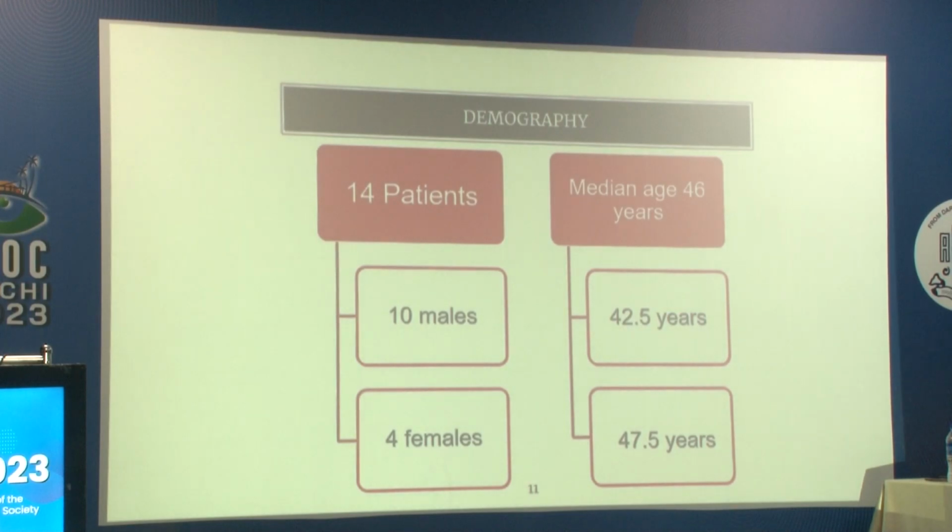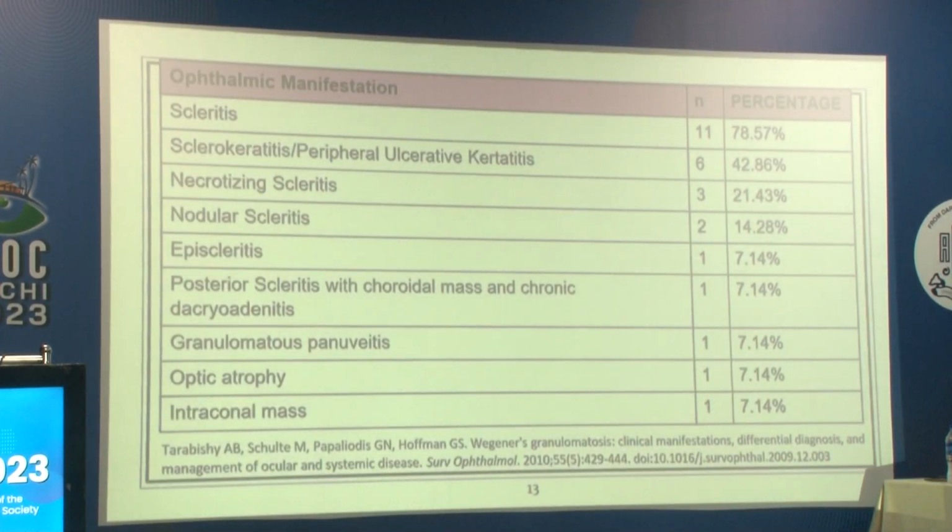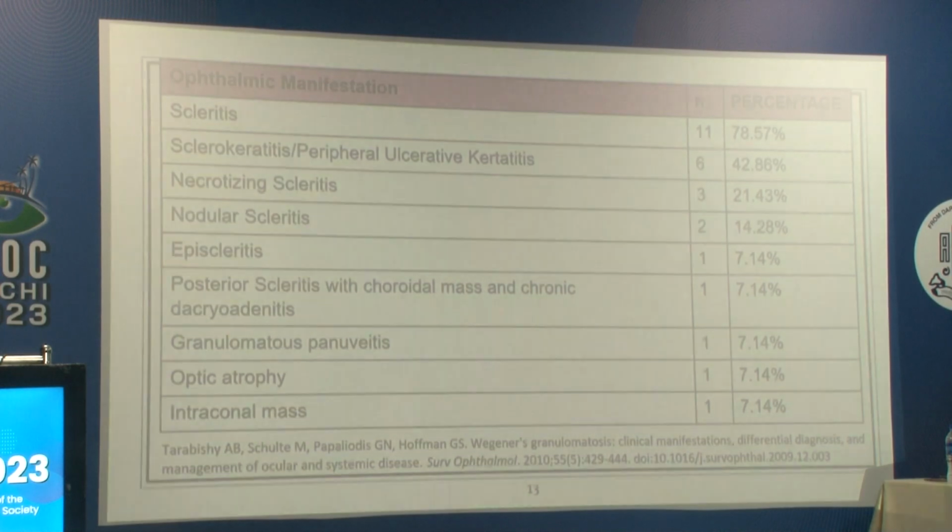Out of 14 patients, there was a male preponderance, and the median age of presentation was 46 years. The most common ocular complaint with which the patient presented to us was redness and eye pain, and the systemic complaints were joint pain and hearing loss. Scleritis was the most common presentation, and next comes peripheral ulcerative keratitis. In scleritis, necrotizing scleritis was a prominent feature of GPA, and we also had cases of simple episcleritis which was diagnosed to be GPA, followed by posterior scleritis, granulomatous panuveitis, optic atrophy, and intracorneal mass.